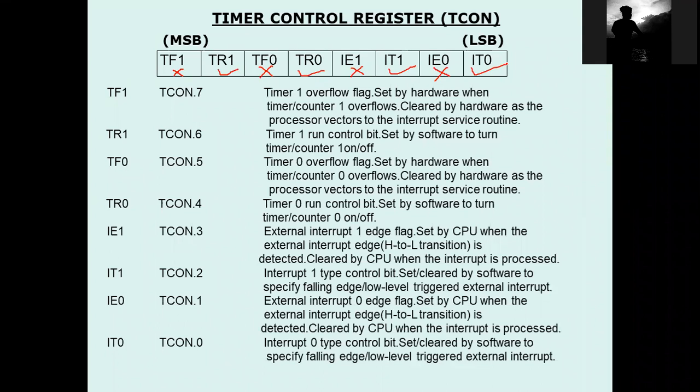So the crosses are the flags. No. TR1 enables timer 1 and interrupt 1, and TR0 enables timer 0 and interrupt 0. No, I have not asked this. I have asked that I have put crosses, 4 crosses are there and 4 ticks are there. So I have categorized those crosses and ticks depending on a particular criteria. So what is the criteria?